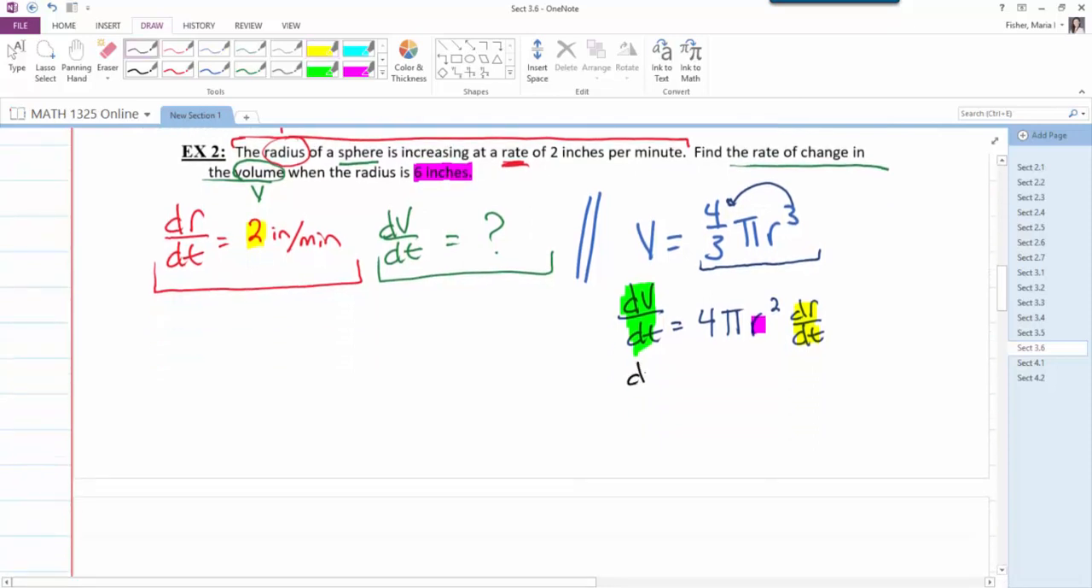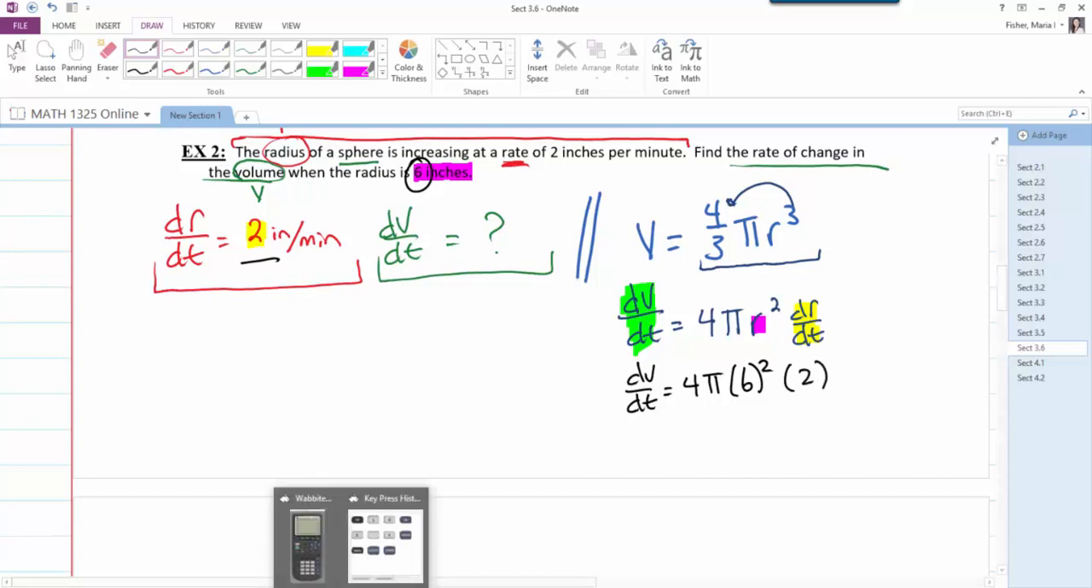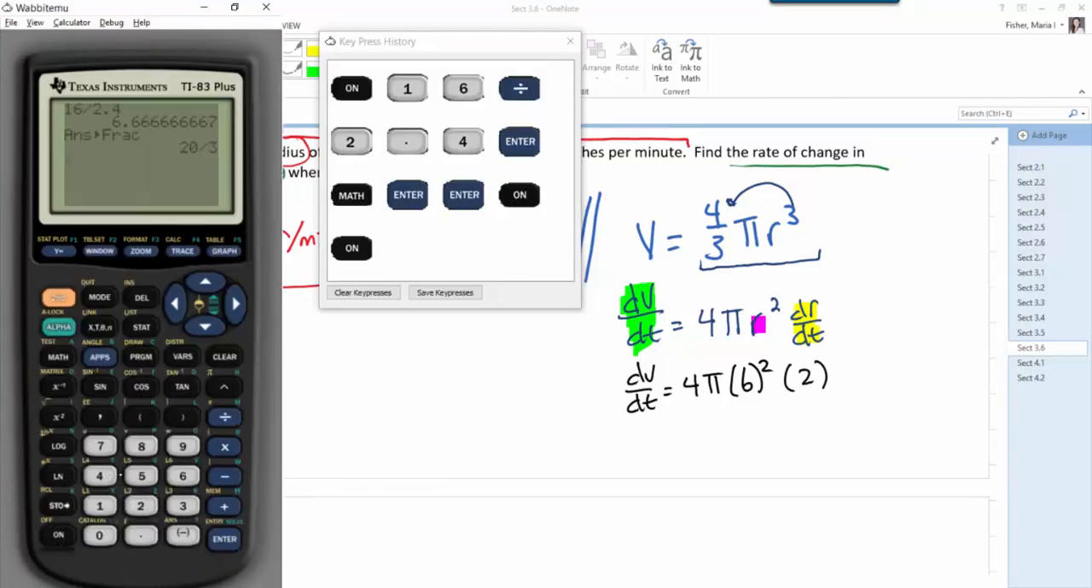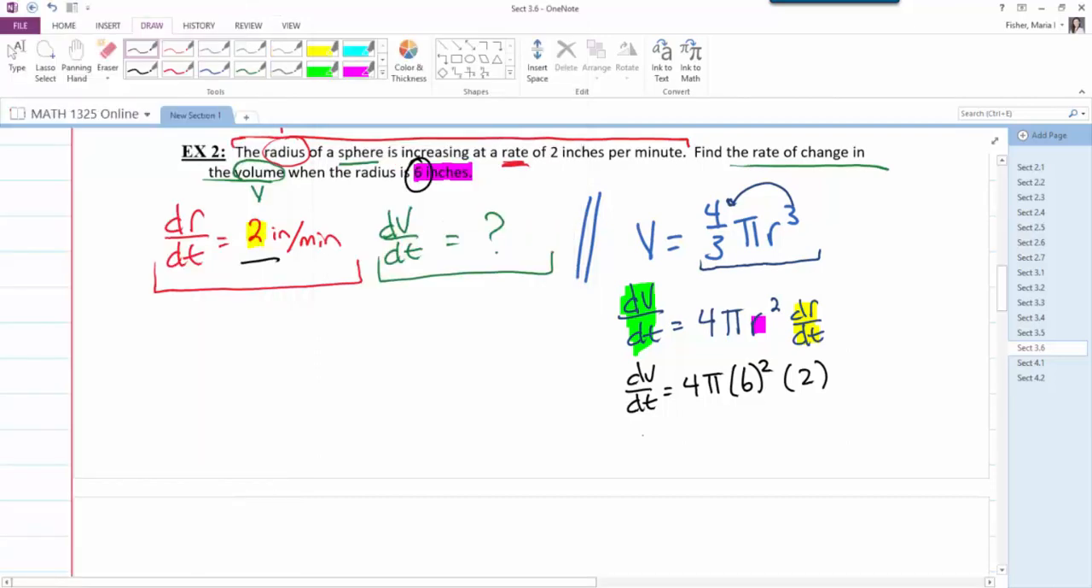So dV/dt is equal to 4 pi times 6 squared times 2. So I need to figure out what 4 times 6 squared times 2 is. On a calculator, 4 times 6 squared, or 36, times 2 is going to be 288. So dV/dt is equal to 288 pi inches cubed per minute.